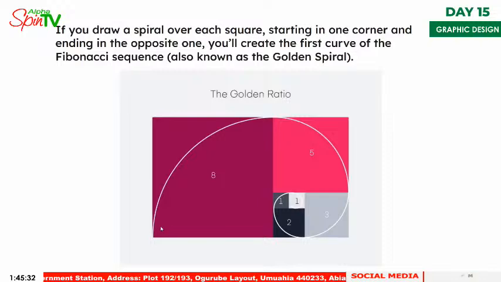Now, say if you draw a spiral over each square, starting in one corner and ending in the opposite corner, you will create the first curve of the Fibonacci sequence, known as the golden spiral. If you go and look at the Mona Lisa, sometimes you see this on the Mona Lisa. Just check Mona Lisa and the golden spiral, you see that it is balanced. So these things are most times for logos, for art, artistic stuff, when you want to build shapes. You understand? These sequences. So look at the golden ratio.